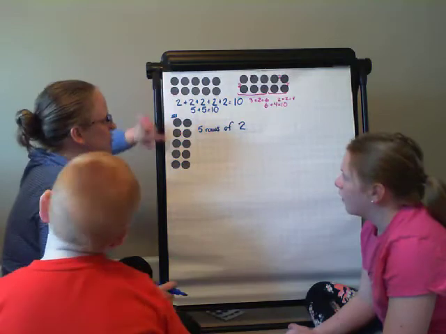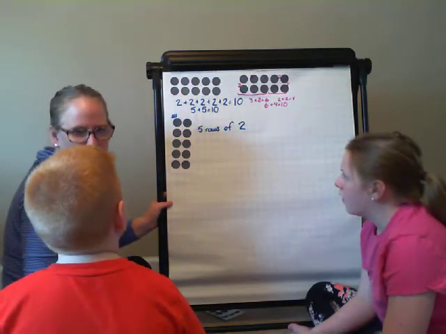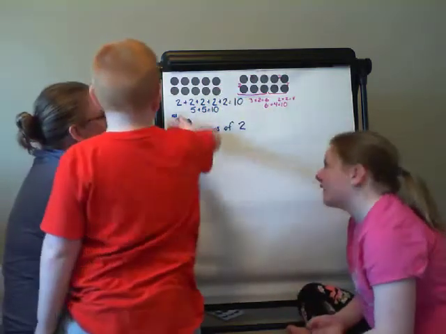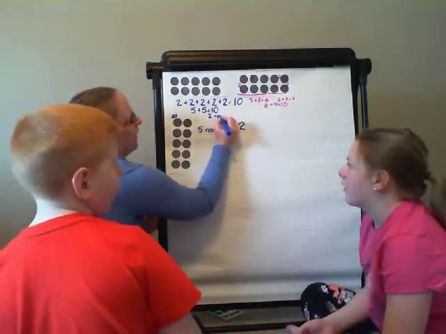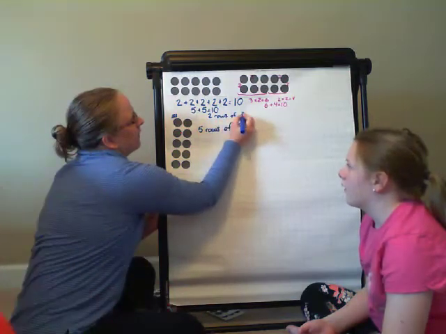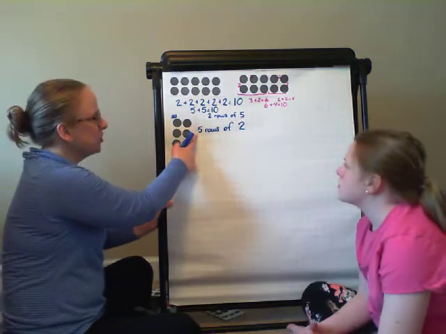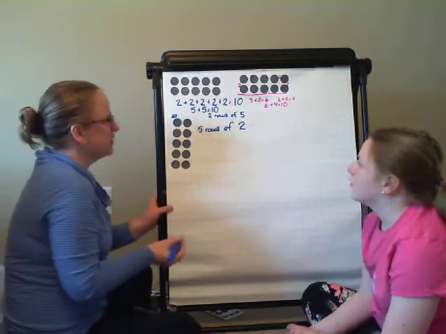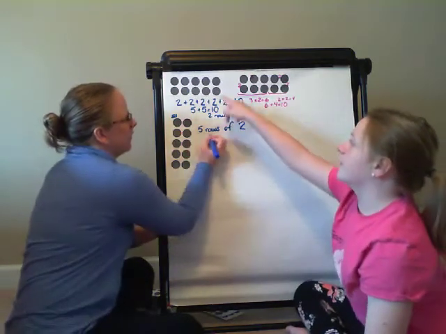Which one of these pictures shows nicely 2 rows of 5? That one, but it's flipped. So this one shows 2 rows of 5, and this one shows 5 rows of 2. How do we write that as multiplication? Hayden, do you remember? This one would be 5 times 2, and this one would be 2 times 5.